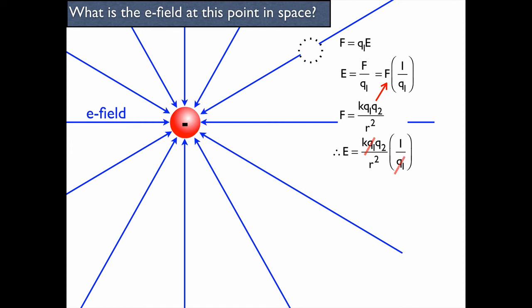So now the electric field at this point in space is kq2 over r squared. Well, we don't have a Q1 and a Q2 when we're finding out the E field. All we have is an empty spot in space and whatever our charged object is. So we're going to learn this as the electric field E is equal to kq over r squared. And E's units are going to be newtons per coulomb or volts per meter.